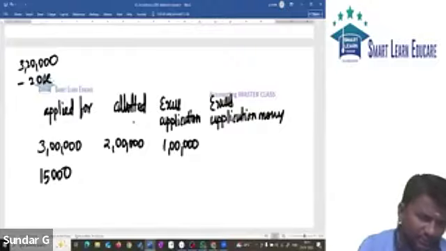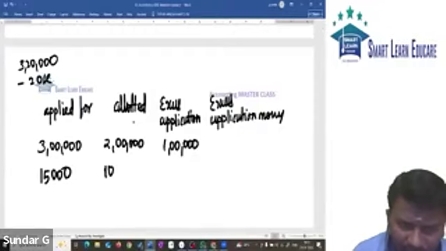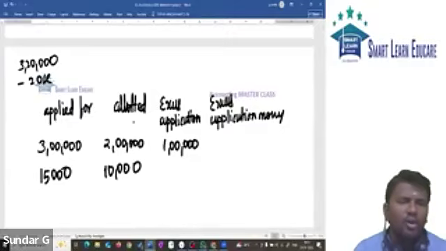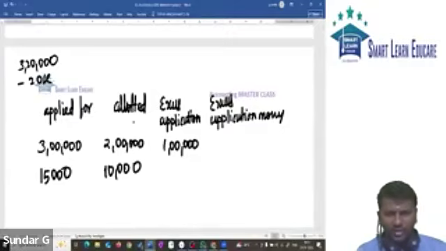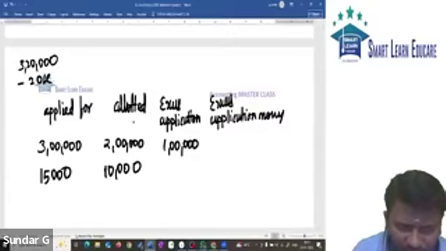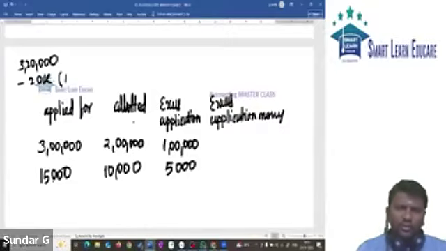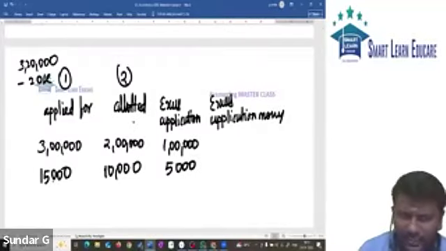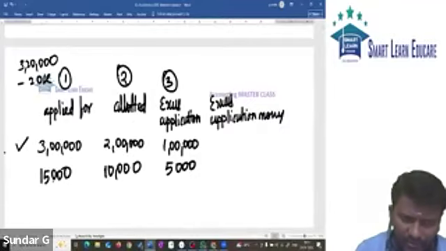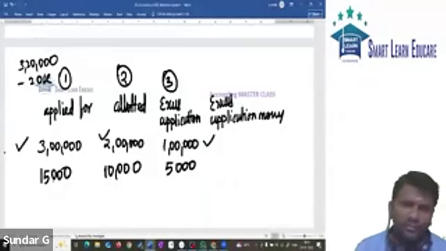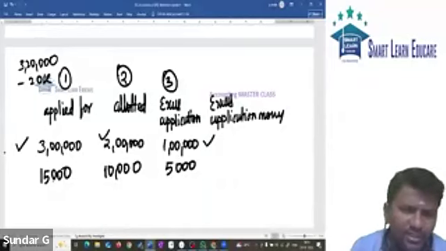Meaning if Kavita applied for 15,000, then 15,000 into 2 lakh divided by 3 lakh, Kavita will be allotted only how many shares? 10,000 shares. What is excess application? 15 minus 10 will give you 5,000. That's all. 3 columns like the last question. First column applied for, second column allotted, third column excess application. These two we arrived at, and this third also we arrived at with one piece of information in the question.